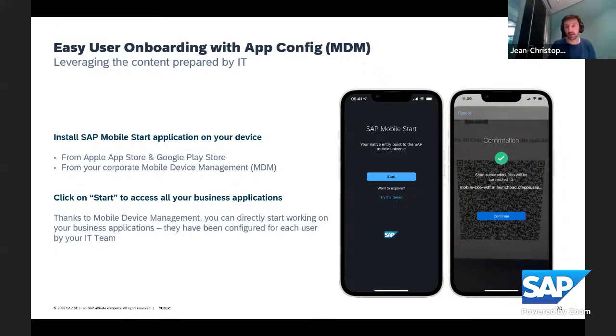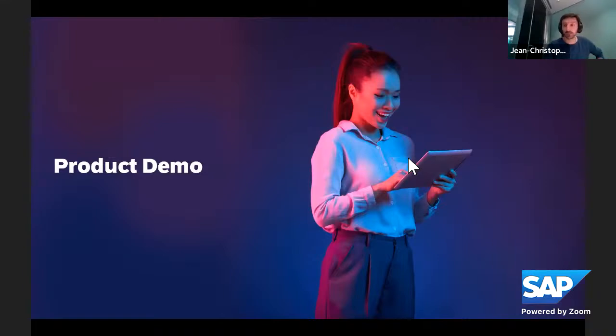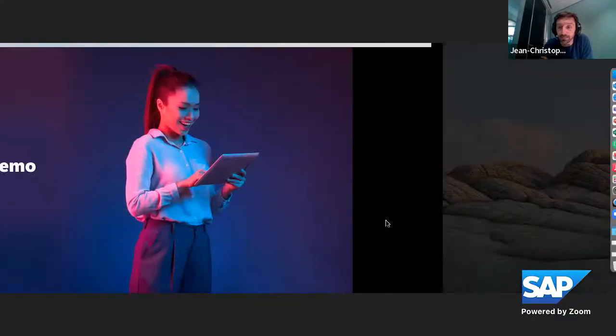It means that as a user, when the MDM option is being worked on and when it's available, you will just have the Mobile Start application, click on Start, as you can see here on the screenshot, and benefit directly from all your applications, your systems, and have full access to the intelligent enterprise directly by clicking on Start. And now I would like to hand over to Robert, who will show us a demo about SAP Mobile Start.